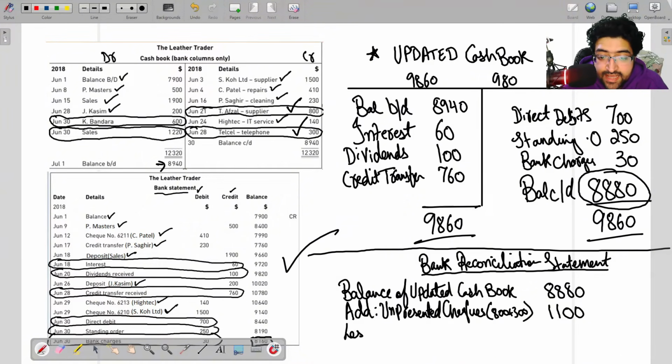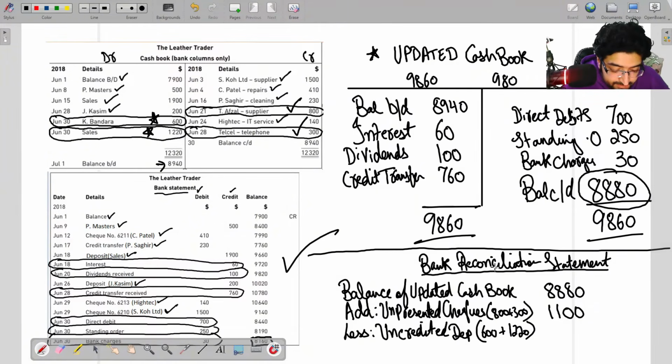Then less uncredited deposits. This is the money that we have received and we have deposited in the bank account, but it is not showing on the bank statement yet. So uncredited deposits are present on the debit side because this is the money that we receive. Uncredited deposits, and these are 600 plus 1220, which will make this 1820, but let me double check. 600 plus 1220, 1820. Less means minus, so I have to put a bracket here.